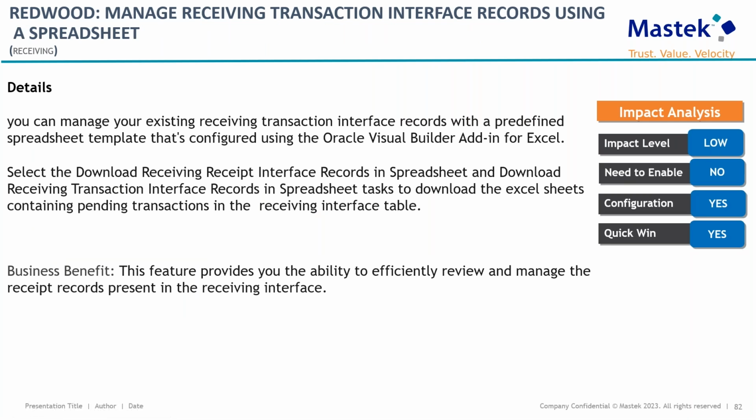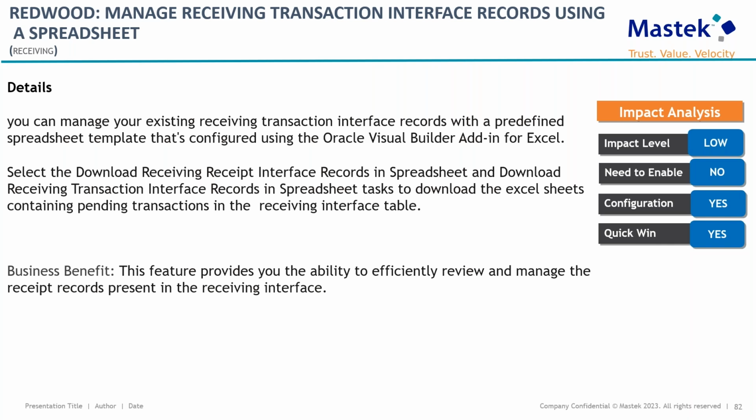And the next option we have, probably the last one within the receiving area, is manage receiving transaction interface using a spreadsheet. This enhancement makes it much easier to handle receipt records that fail to process due to data issues when using services like REST API or FTDI. With the new Redwood enabled spreadsheet template, you can download, review, correct, and re-upload interface records directly from the Excel sheet using the Oracle Visual Builder add-ins.